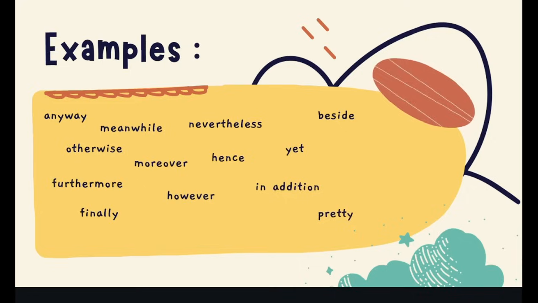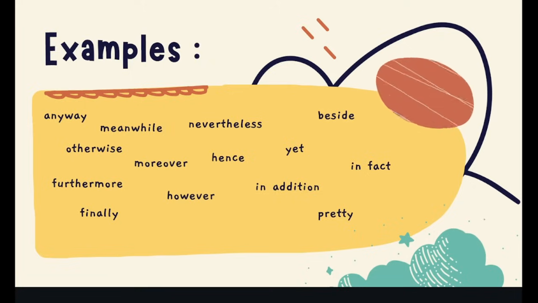So, we have here anyway, otherwise, meanwhile, nevertheless, moreover, furthermore, finally, however, hence, besides. Another one is yet, in addition, and in fact. So these are just some examples of the conjunctive adverb.